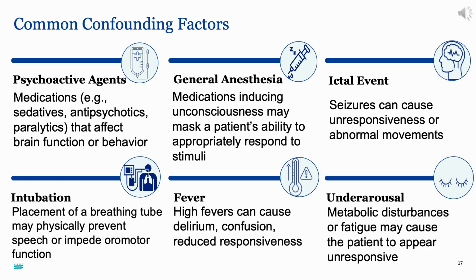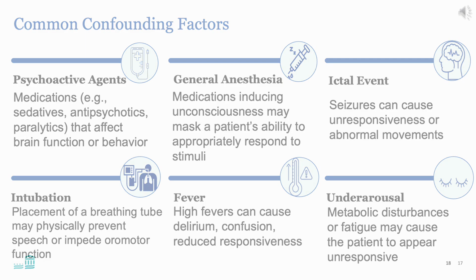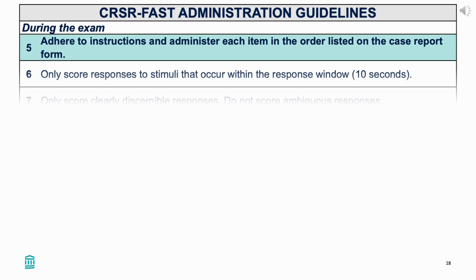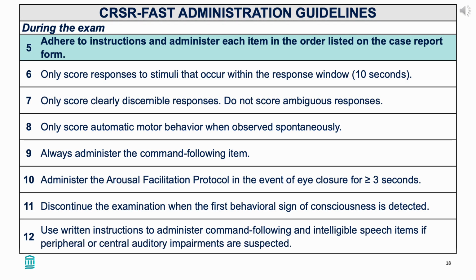This is not an all-inclusive list of confounding factors, but it highlights those that are most common. If additional confounding factors are present, the examiner should document them in the note section. While administering the CRS-R-FAST, the examiner should adhere to all instructions on the case report form.